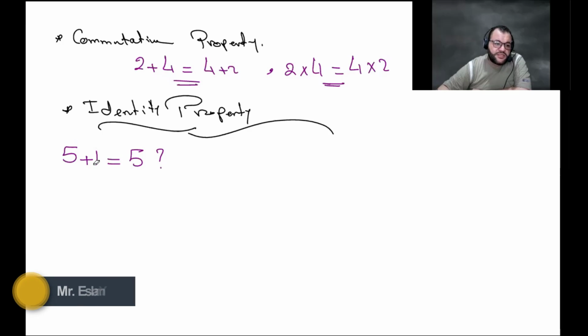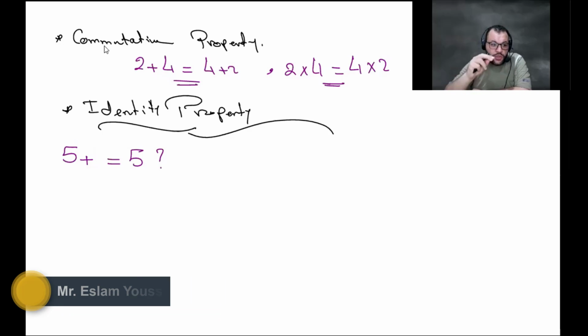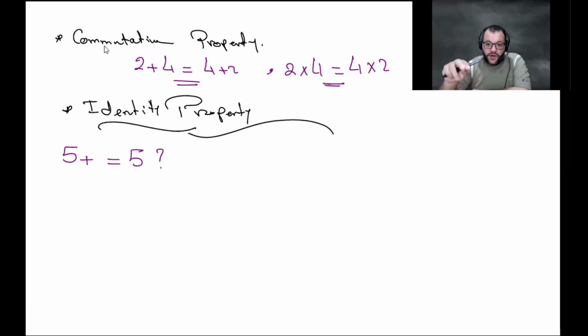What is the number that does not change the addition? That is the meaning of the identity. The result will be the same. So what is the number that, if I use it in addition, gives the same number? What you say about the identity is right, that the answer will be the same. But what is the number that we use in addition to find the same number? 5 plus 0 equals 5. So the number that we use for identity in addition is 0.